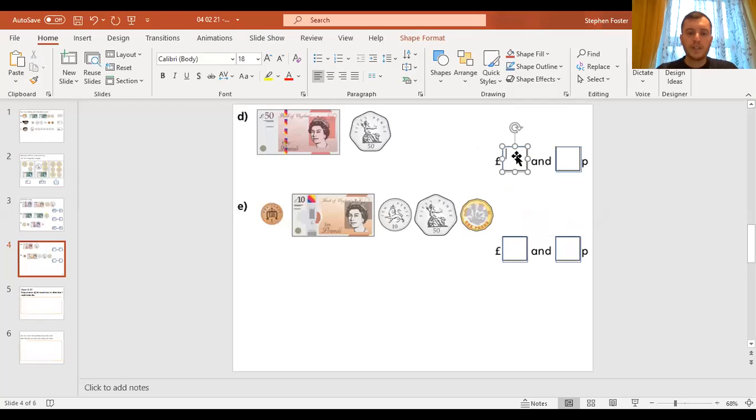So this one, question D, is nice and simple. There's a £50 note, so it's £50, and there's a 50p coin. So it's £50 and 50p. The next one, a £10 note and a £1 coin makes £11. £11.50, £11.60, £11.61. So it's £11 and 61 pence.